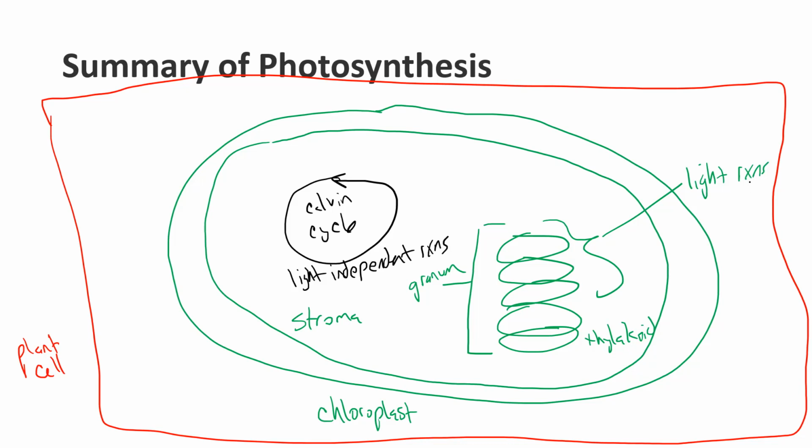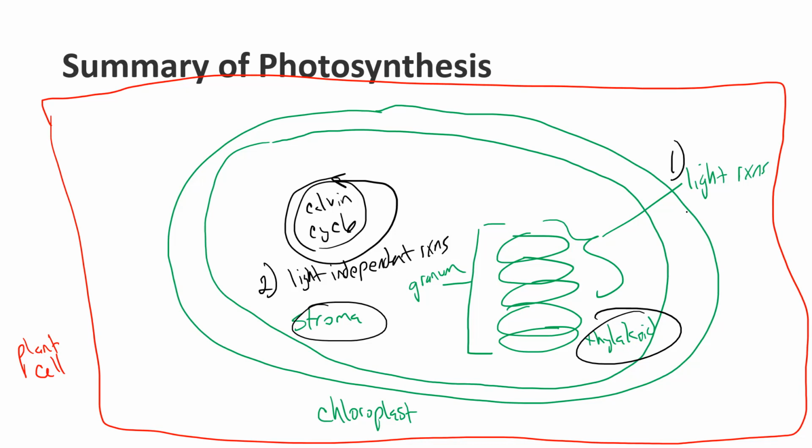So those are the two parts of photosynthesis. One, the light reactions that take place in the thylakoids, and two, the light independent reactions, aka the Calvin cycle, that takes place in the stroma, inside the chloroplast, but not in the thylakoids. So that gives us a general idea of where all this stuff is taking place, right?